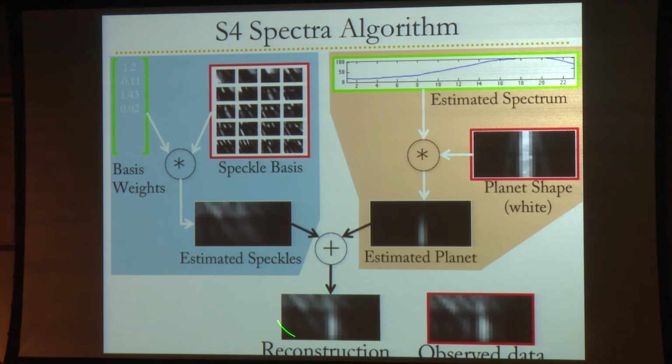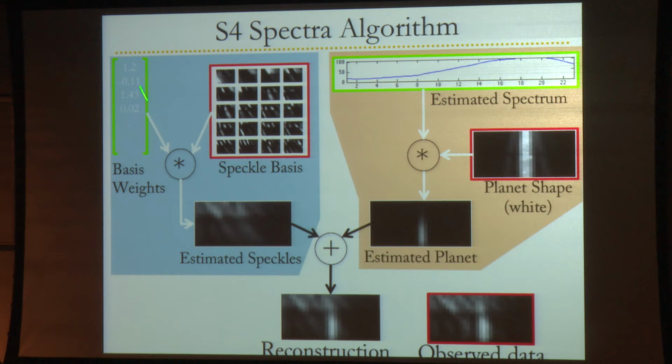This is the reconstruction from the model, and that's the observed data. So what's going to happen is the things in green you will adjust on a per exposure basis. You're looking at a single location in the field, and you're trying to separate this signal out into the speckles and the companion along with its spectra. Here's your speckle basis that you've estimated from your training part of the annulus.